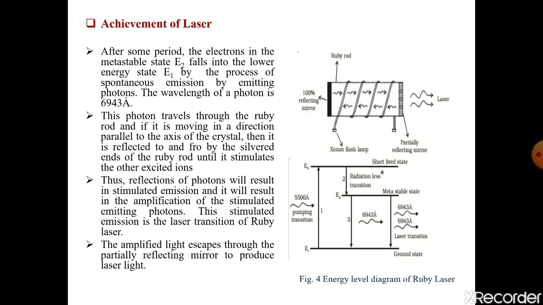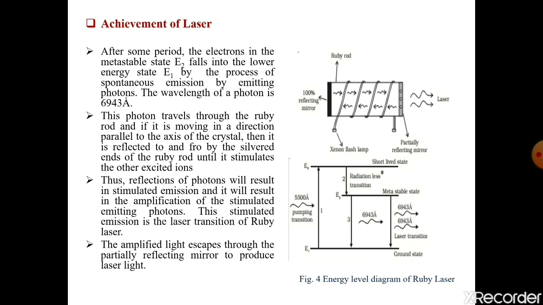Achievement of laser. After some period, the electrons in the metastable state E2 fall into the lower energy state E1 by the process of spontaneous emission by emitting photons. The wavelength of photon is 6943 angstrom. This photon travels through the ruby rod and if it is moving in a direction parallel to the axis of the crystal, then it is reflected to and fro by the silvered end of the ruby rod until it stimulates the other excited ions.